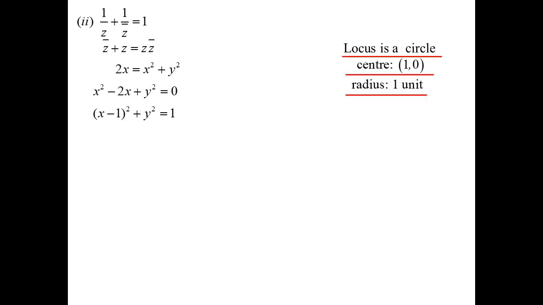Whoa, what about this one then? 1 on z plus 1 on the conjugate of z is equal to 1. Let's play around with that one. Multiply by z conjugate. Yeah, I think I'll just substitute into that. So z conjugate plus z is 2x. z times z conjugate is x squared plus y squared. Oh, there's a surprise under the heading of circle. We've got a circle. Ends up being x minus 1 squared plus y squared is equal to 1. So we have a circle. Centre 1, 0, radius 1.